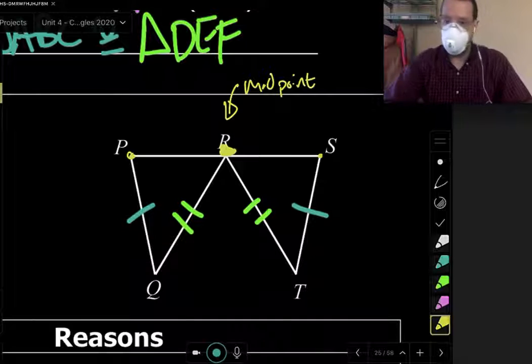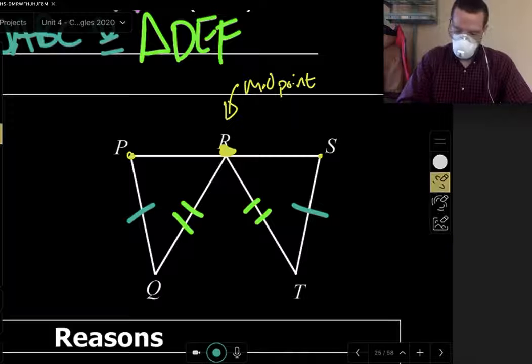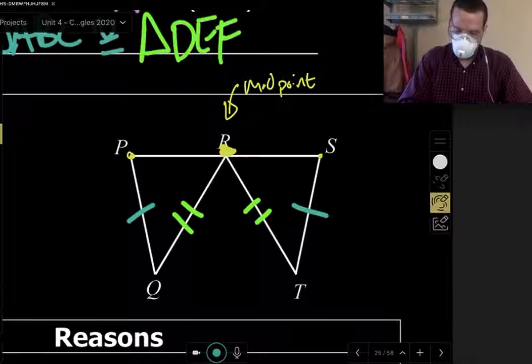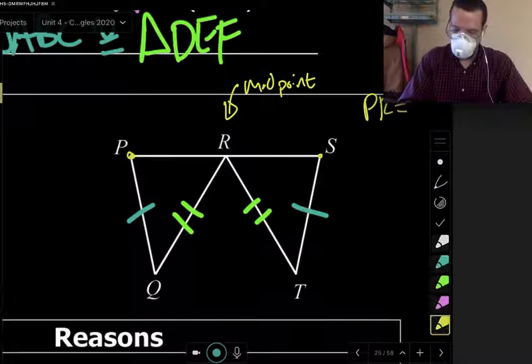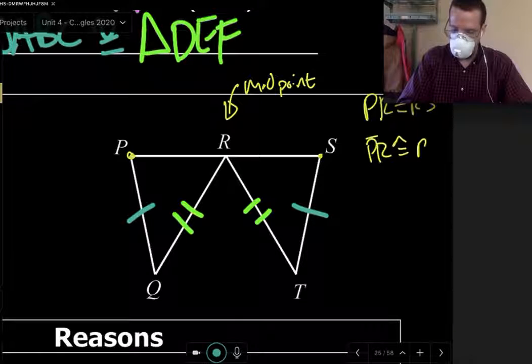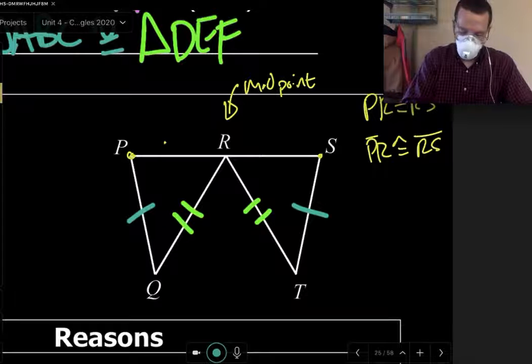Well, a midpoint splits the segment directly in half. A midpoint halves the segment. And so that means that PR is equal to RS. And by the definition of congruence, that means that PR, the segment, is congruent to RS, the segment. That is what a midpoint does. And so because this is the midpoint, these sides are the same.